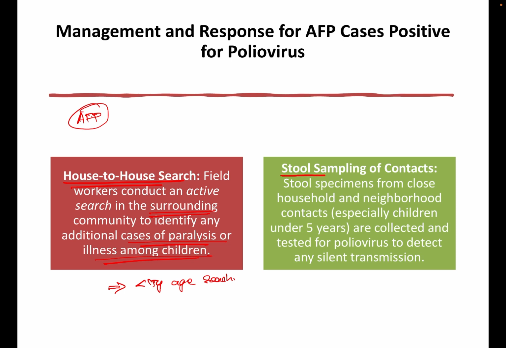Then the stool sample of contacts. Not necessarily that you have to take a stool sample for everyone, but for close household contacts and neighborhood contacts, especially all the children under the age of 5 are collected, and they are again tested for poliovirus to check if there is any silent transmission.